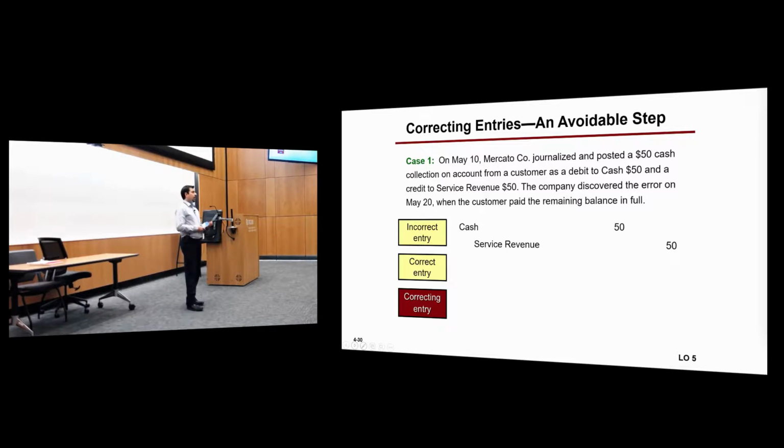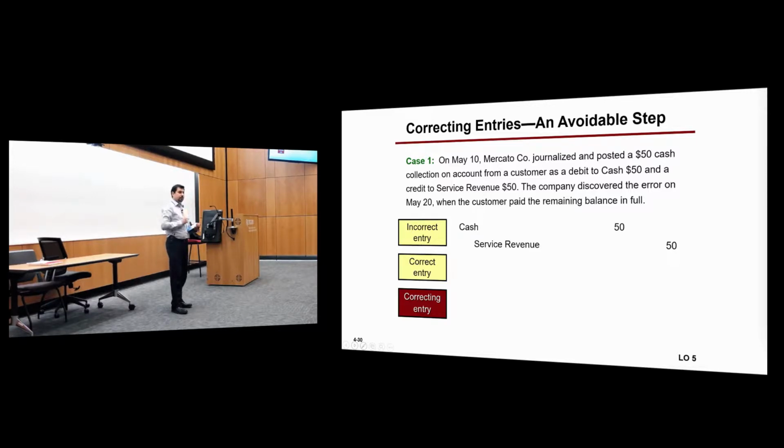Accounts receivable and cash. So what's happening here? This is accounting talk for the company collected a debt from their customer. Their customer paid them. So this is basically they posted a $50 cash collection on account. The accounts that were supposed to be involved are cash and accounts receivable from customer as a debit to cash, that's correct. Our cash has increased, so we're supposed to debit cash. And a credit to service revenue. That's a mistake. Why is that?